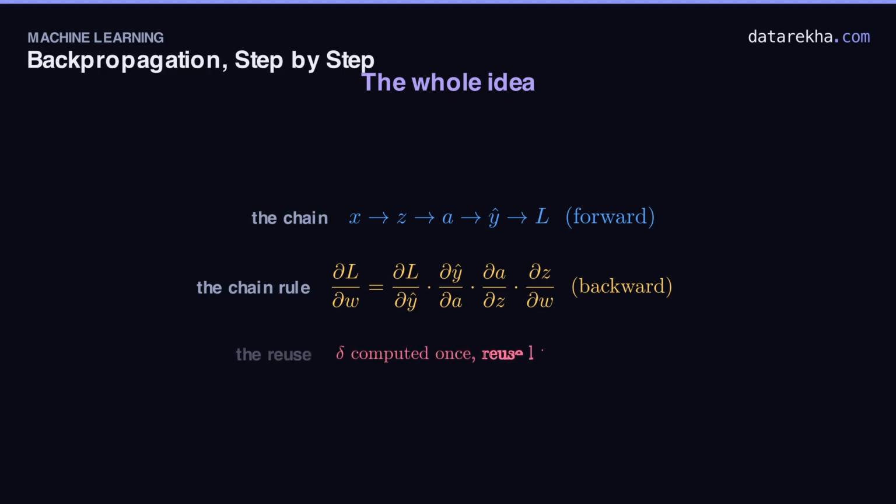The magic is reuse. You compute the error signal delta once at the output and spend it on every weight, instead of rederiving anything. That's what makes it fast enough to train giant networks. And each gradient feeds one small step downhill. New weight equals old weight minus the learning rate times the gradient. Forward, backward, step. Master that loop, and you understand how every deep network on Earth actually learns.